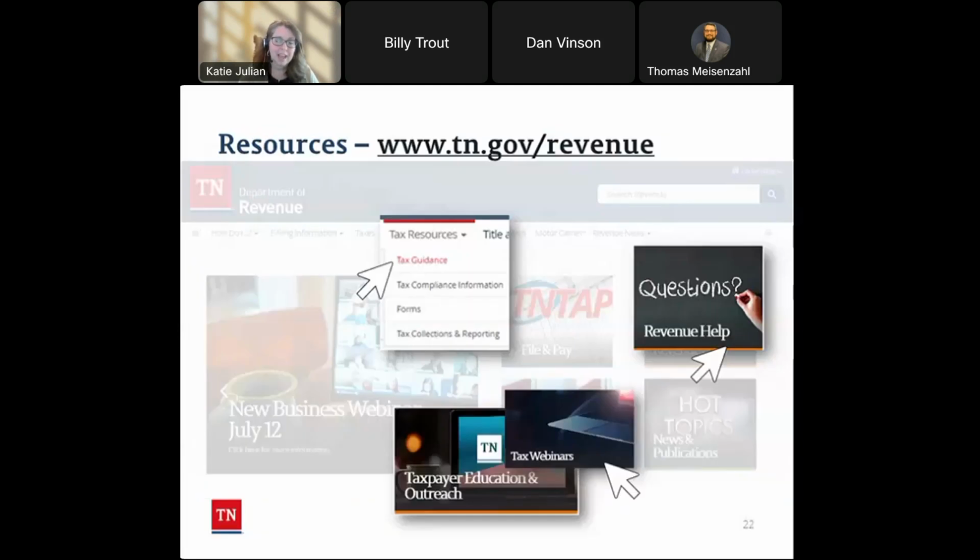Going to point you here to how you get over to where our tax guides are. If we had a little bit more time, I'd take you over to our website, but you go to tn.gov/revenue, click on tax resources and then tax guidance. That'll take you over there. Over on the right-hand side of this slide, where it says questions, that's from tn.gov/revenue, where you can find all of our help articles. And then all of our webinars, where you can get a video of today's presentation later, by going to our homepage, tn.gov/revenue, and then clicking on taxpayer education and outreach, and then tax webinars.